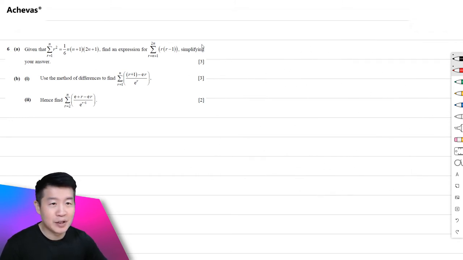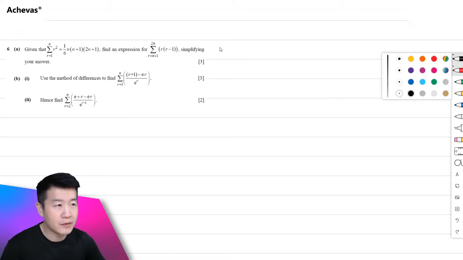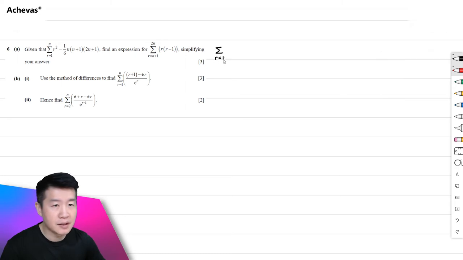So let's do a little bit of trial, okay? We have a summation from r starting from 1. We are doing part 1. Starting from 1 all the way until n of (r plus 1) minus r, divided by e to the power of r.